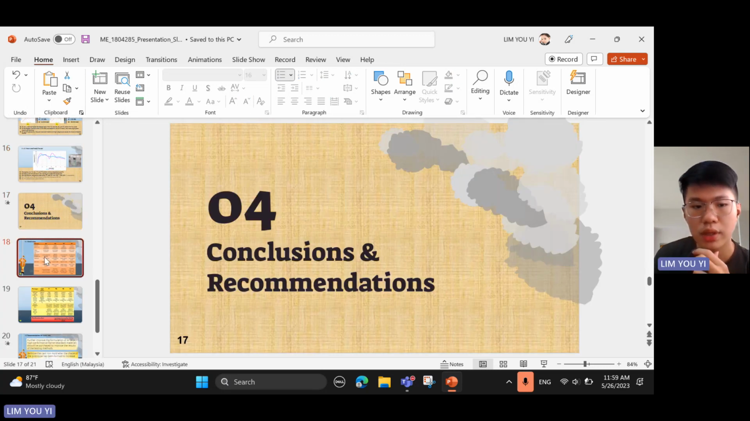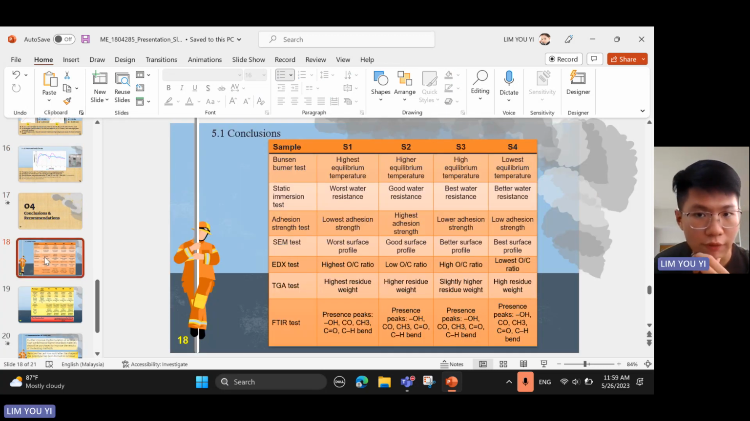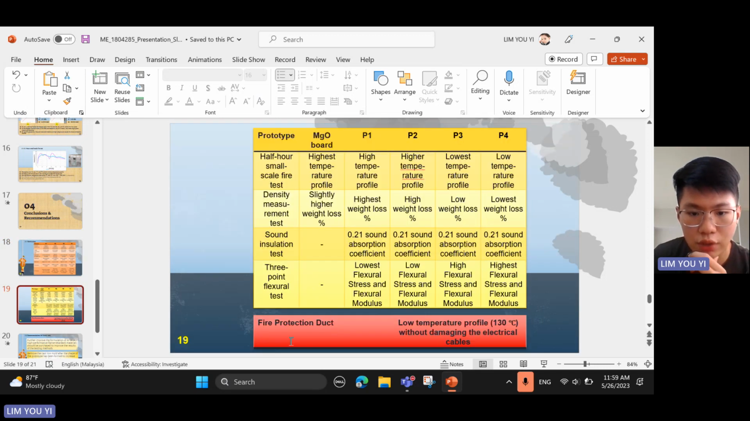In conclusion, from the results of sample number 4 and prototype number 4, formulation number 4 has the greatest ability to be served as the candidate to assemble the fire protection duct. Attached here we show all the results of each of the testing methods done for each of the samples, each of the prototypes, and each of the fire protection ducts.